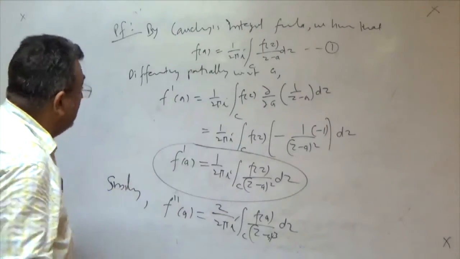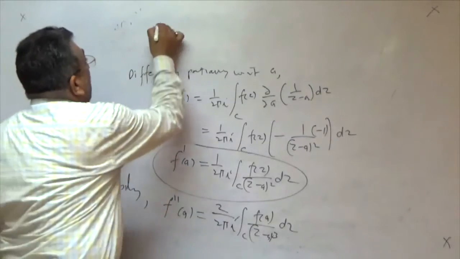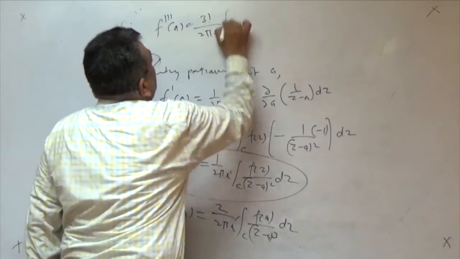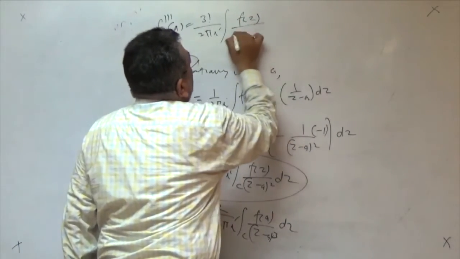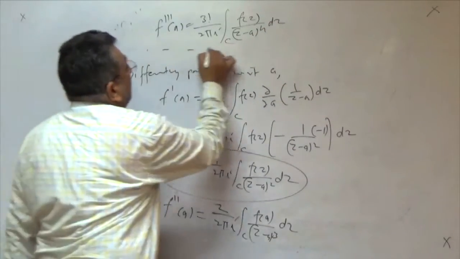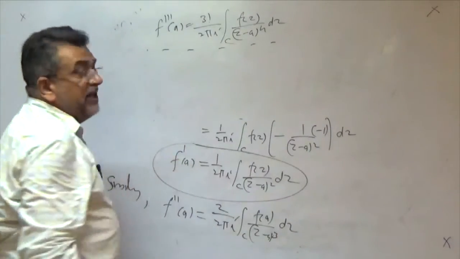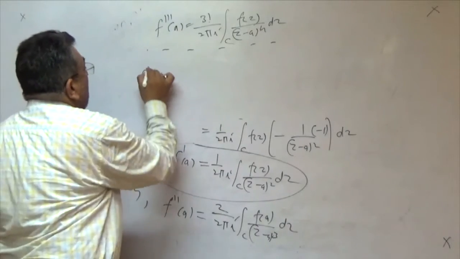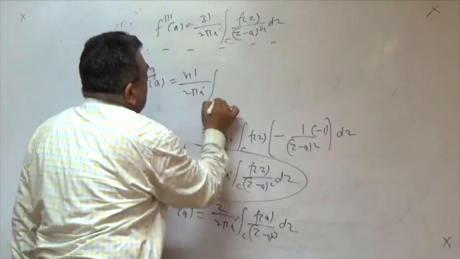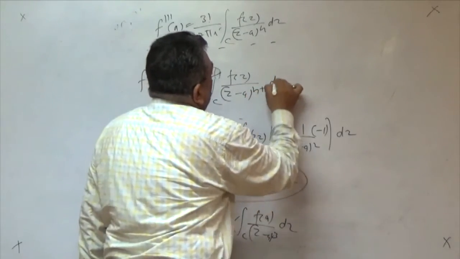And in a similar way, you differentiate again. So you can obtain the third derivative, that is 3! upon 2πi integral over C of f(z) upon (z minus a) power 4 dz, and so on. In general, in a similar manner, you can obtain any derivative, that is f^(n)(a) equals n! upon 2πi integral over C of f(z) upon (z minus a) power n plus 1 dz.